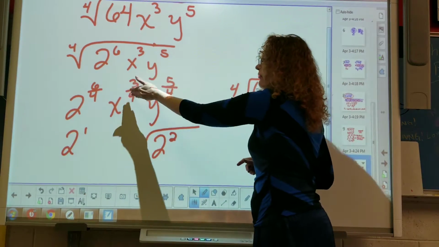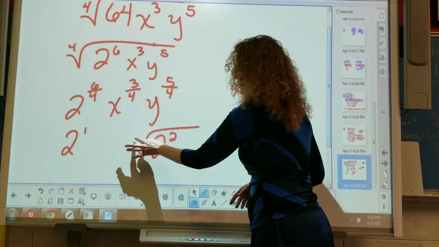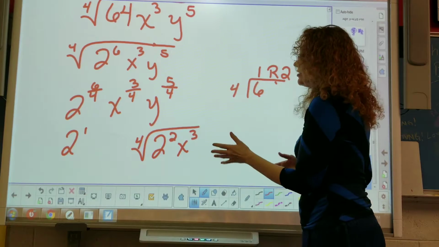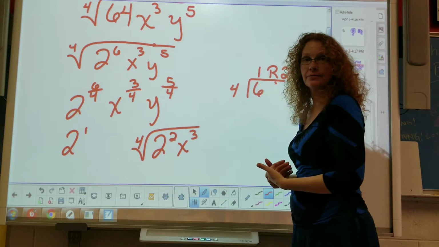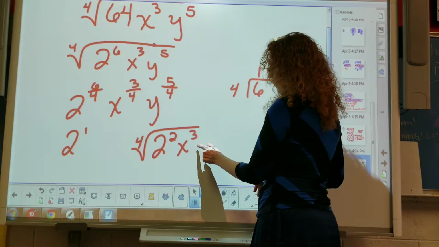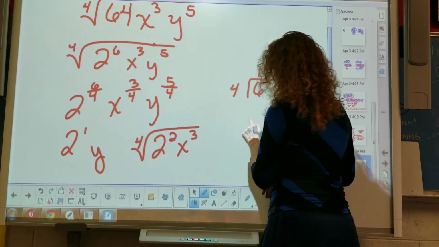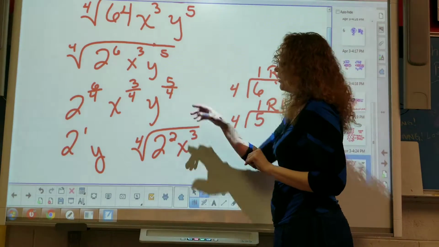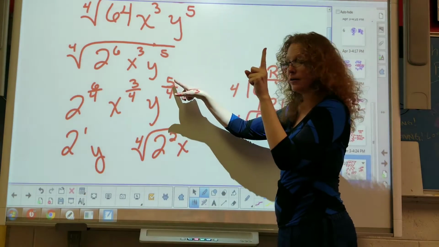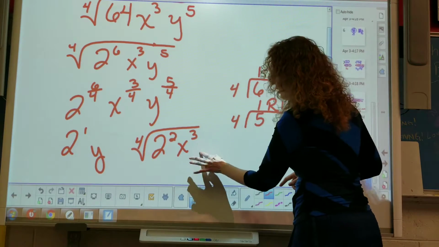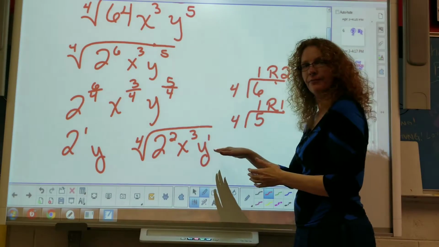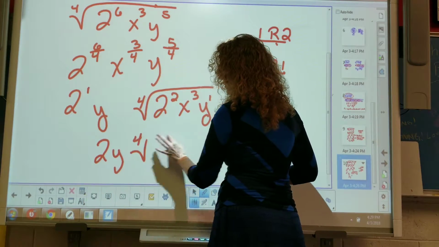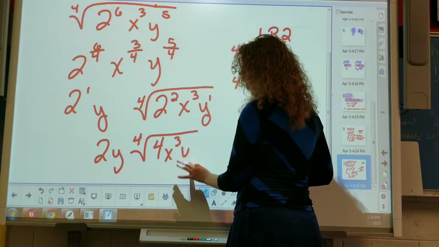Now if you look, 3 divided by 4 is less than 1, so it's stuck. Remember, we're going to do that 4 here, my index. So that 3 is stuck in because 3 divided by 4 is less than 1. 5 divided by 4, I have 1 come out with a remainder of 1. So 4 goes into 5, 1 with that remainder of 1. So that remainder has to stay under. And then you end up with just 2y, 4th root of 4x cubed y.